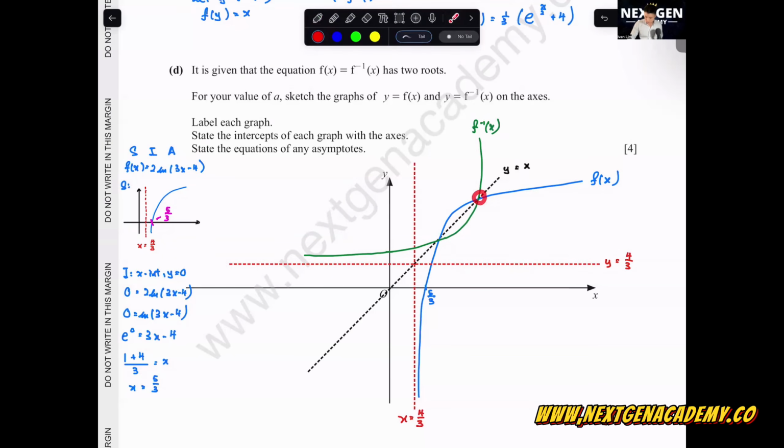I want you to show that it intersects at the y equals x line. You see the asymptotes, they will meet here. The graphs also will intersect. Then you'll need to label your x and y intercepts. This is a 4-mark question.